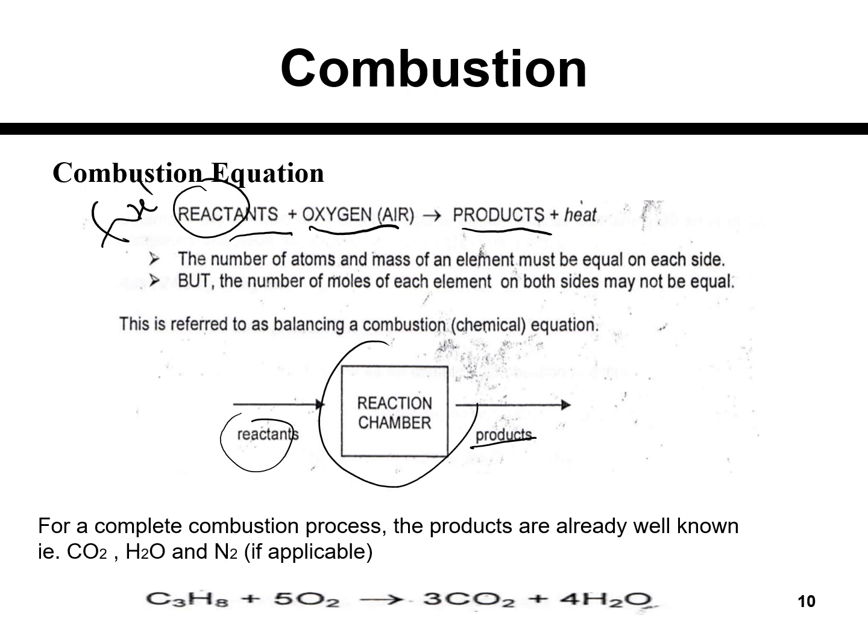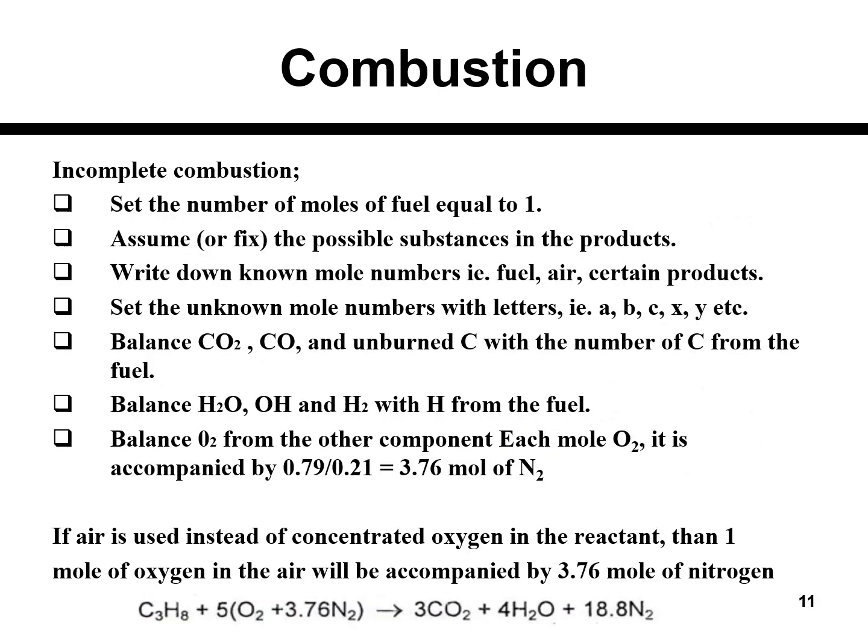This happens in the combustion chamber. For a complete combustion, the products are well known: CO2 plus H2O, and N2 if applicable. So C3H8 plus 5O2 is a chemical balance between the reactant and the product. C3H8 requires 5 kilomoles of O2 to produce 3 kilomoles of CO2 plus 4 kilomoles of H2O.